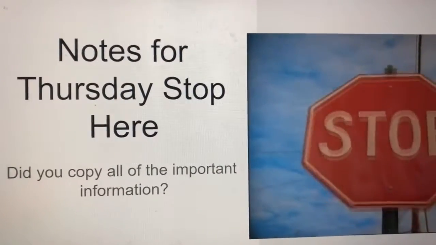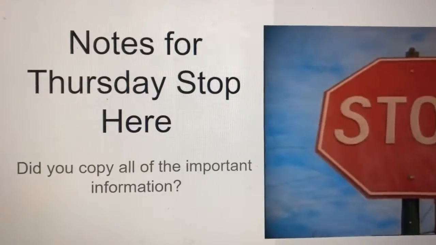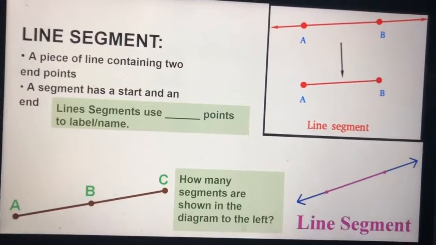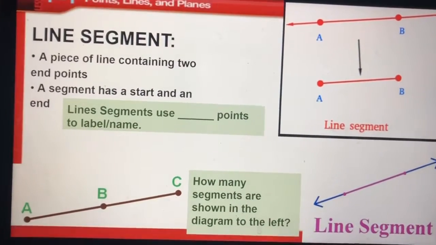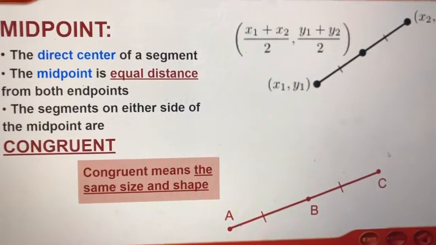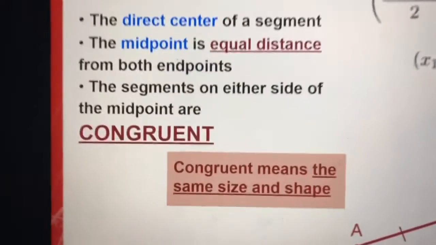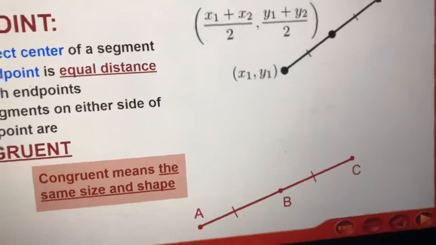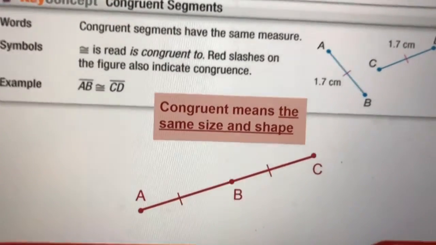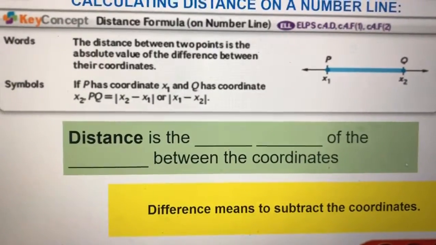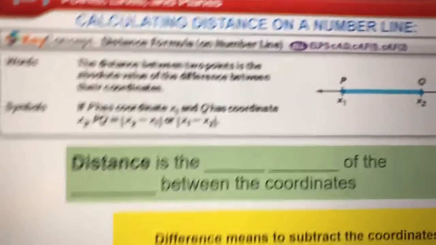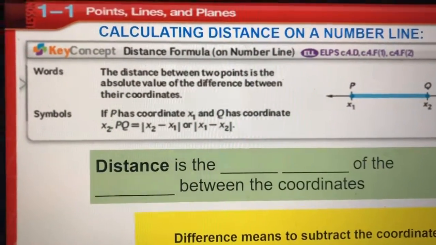So you should have all the notes that you were supposed to have last week, as well as the notes that come after them: line segments, and so on. Okay? Make sure you have all the notes. Midpoint, you need to know what congruent is. You need to know some of the formulas. We will be going over that next class about congruent segments. Also, distance between points. You need to know what some of those things mean, like absolute value.